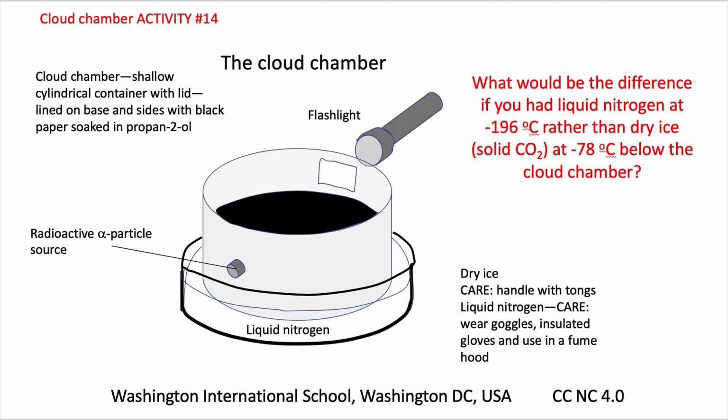And then activity number 14, a tray at the bottom, experiment done in a fume hood, got some liquid nitrogen there. What would the difference be to your cloud chamber experience if you had liquid nitrogen, which is at a temperature of minus 196 degrees Celsius, rather than the solid CO2 dry ice at negative 78 degrees Celsius around the base of the cloud chamber? And that's the last of the questions.